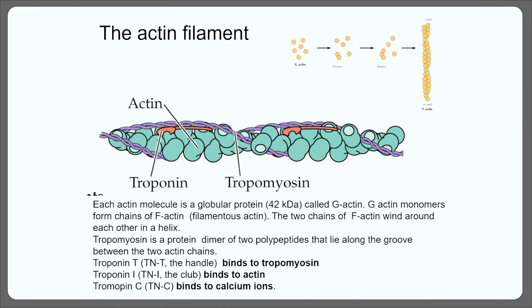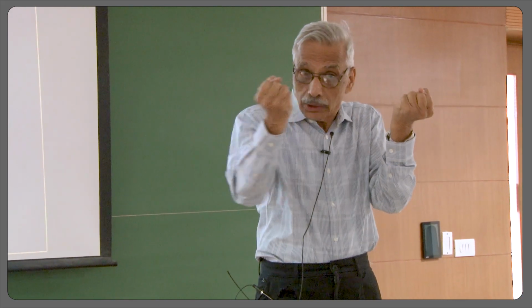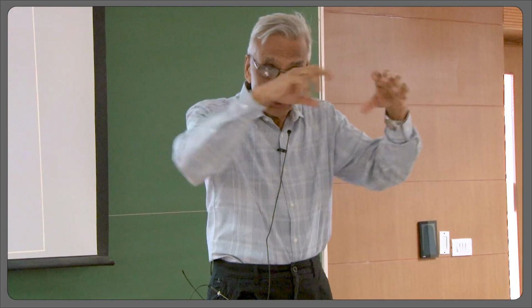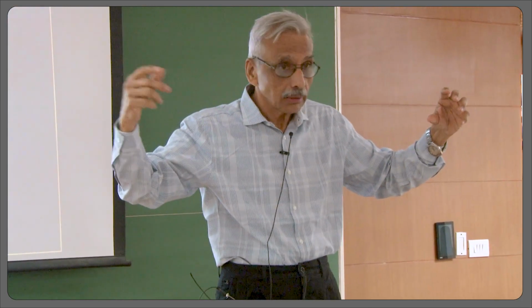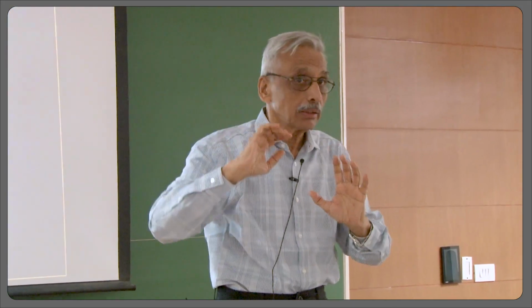So you know what I am talking about, right? I am talking about troponin. Troponin means what? Let's again go back to the F-actin. G-actin, put together, and then 2 rows, and then the twist forms a helix. And then each one has a site where the myosin head can bind.